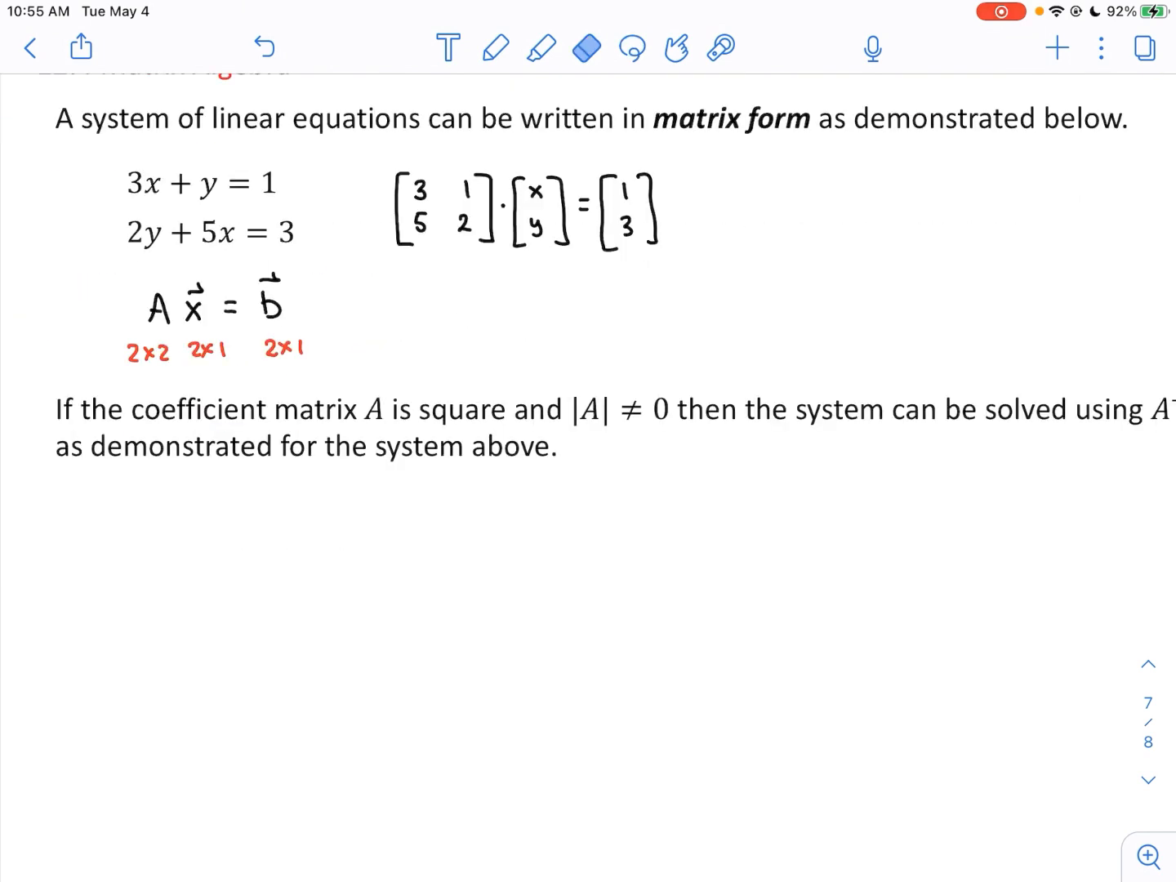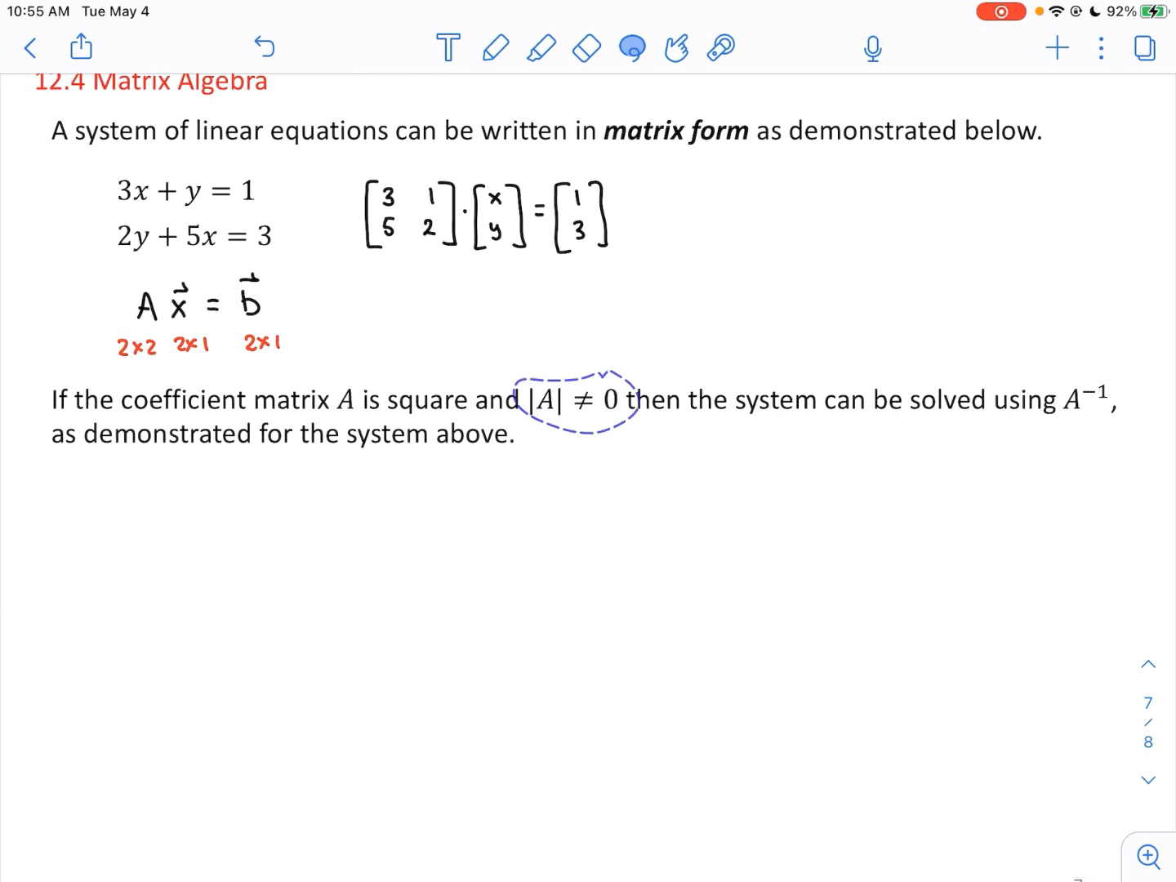Now, if the coefficient matrix A is square, so this matrix here, and its determinant is non-zero, which means that its inverse exists, then the system can be solved using A inverse as demonstrated for the system above.